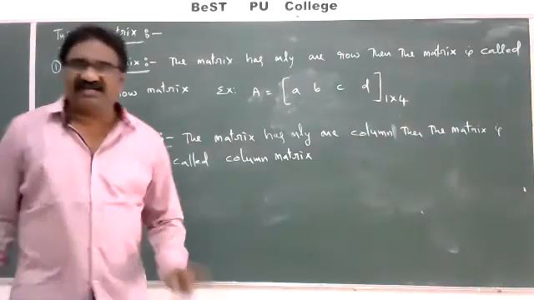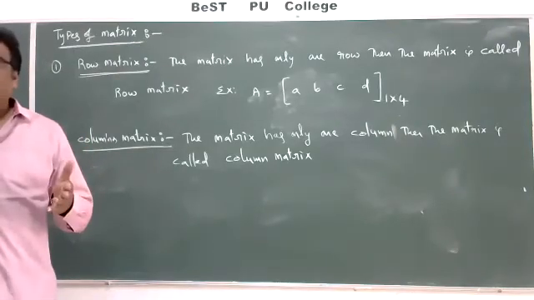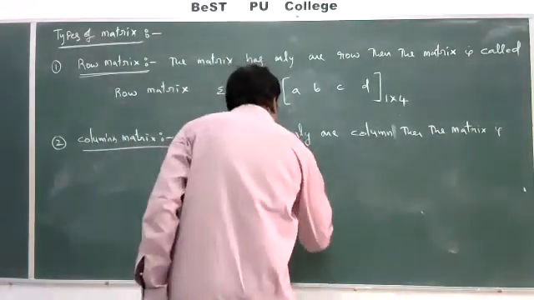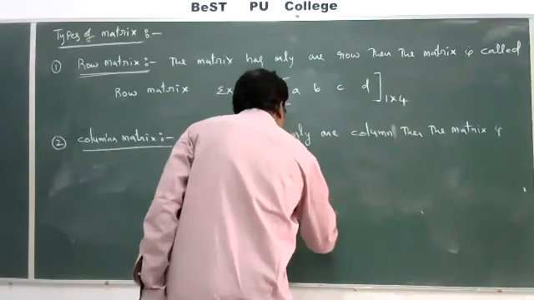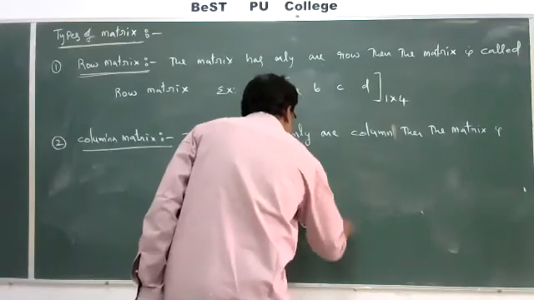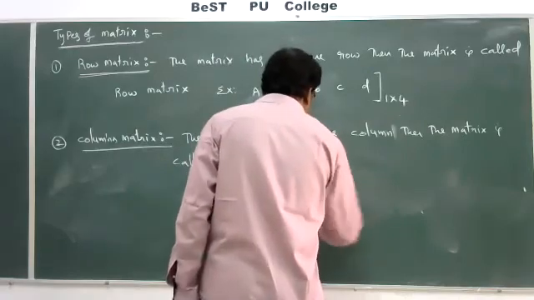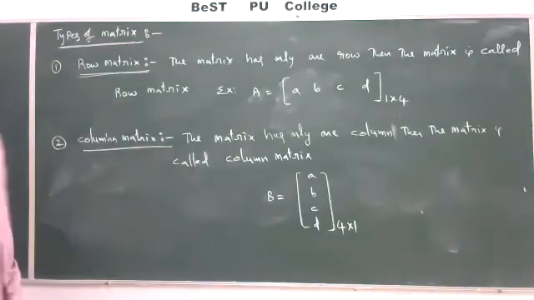That means the matrix has only one column, but any number of rows. That is, B is equal to matrix A, B, C, D. This is the column matrix. Here 1, 2, 3, 4 rows and only one column. 4 by 1 matrix. That is row matrix and column matrix.